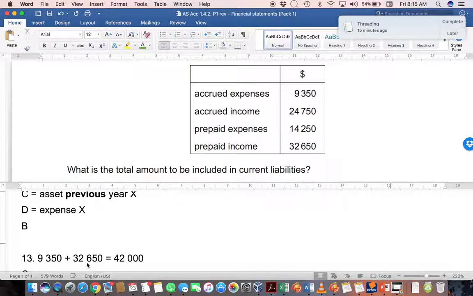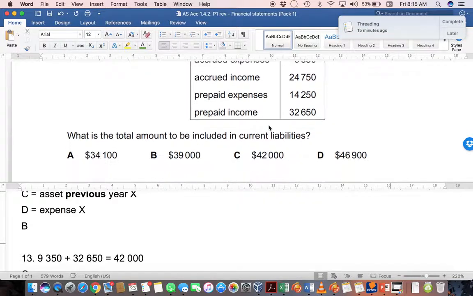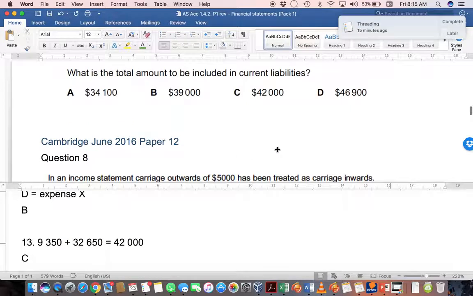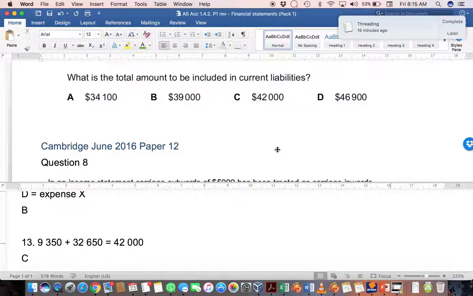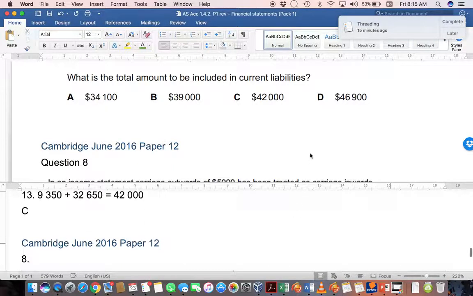So this figure of 32650, I would include in current liabilities, and my total current liabilities from these figures here would be 42,000. Obviously, I would also add my trade payables, etc. to that. But for this question, it's 42,000, and my answer is C. We'll now go and look at Cambridge, June 2016, paper 1-2, question 8.